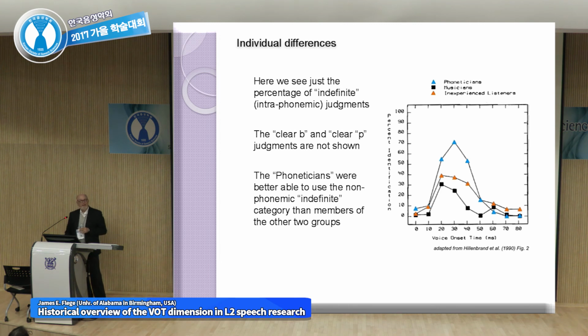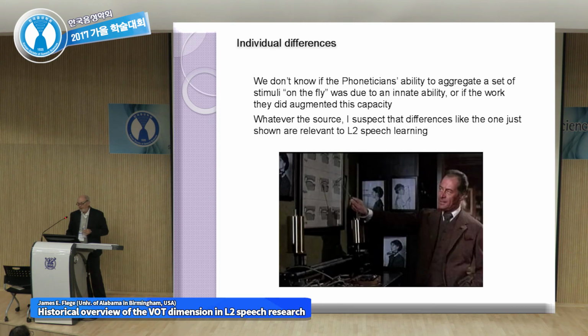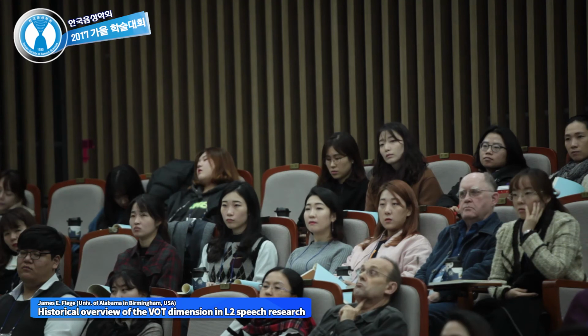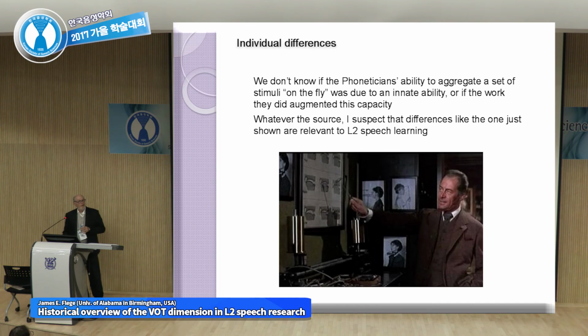Here we see just the percentage of indefinite, the intraphonemic judgments. The clear B and clear P judgments are not shown here. The phoneticians were able to use the non-phonemic indefinite category significantly better than the other two groups. Now, we don't know if the phoneticians' ability to aggregate a set of stimuli on the fly was due to an innate ability, or if the work they were doing augmented this capacity. Whatever the source, I suspect that differences like this one are relevant to L2 speech learning.